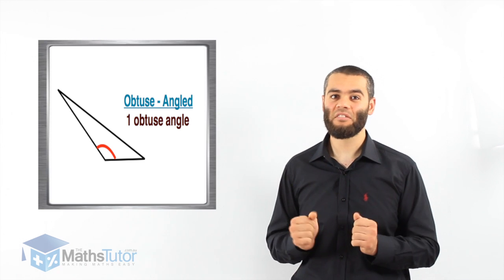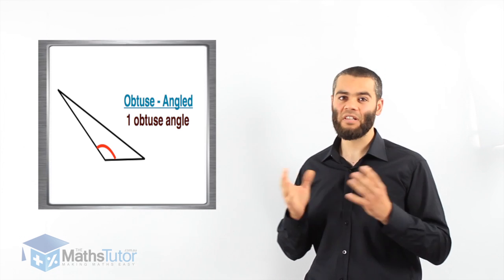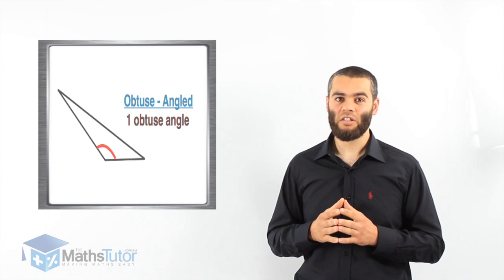And lastly, we have the obtuse angle triangle. Again, as the name suggests, the angle in it is obtuse. It has one obtuse angle which is larger than 90 degrees.